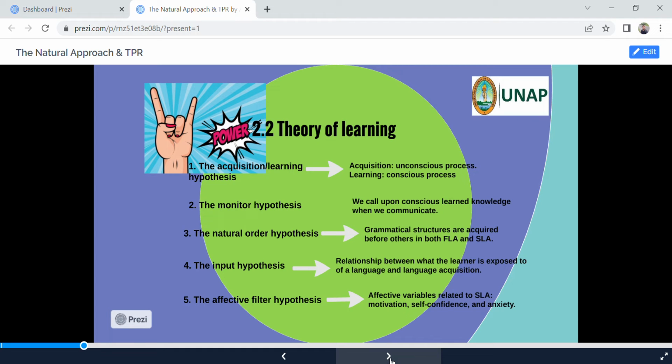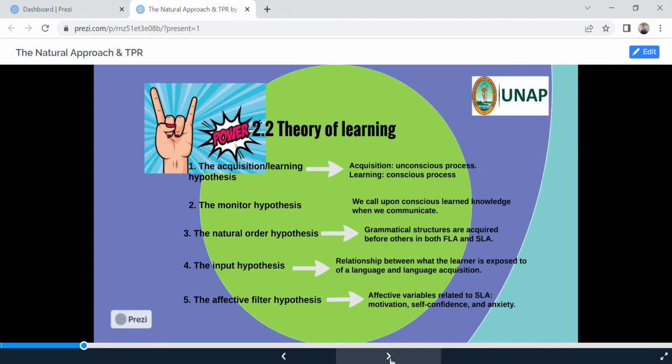The acquisition learning hypothesis, where we distinguish between acquisition and learning. Acquisition is an unconscious process, whereas learning is a conscious one. The second one is the monitor hypothesis. Here we call upon conscious learned knowledge when we communicate. The next hypothesis is the natural order. Grammatical structures are acquired before others in both first language acquisition and second language acquisition.